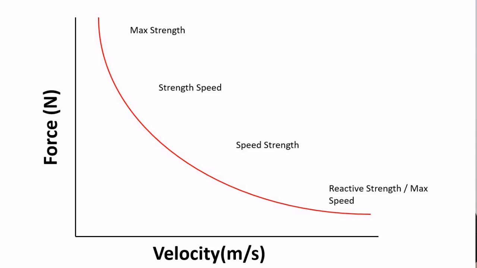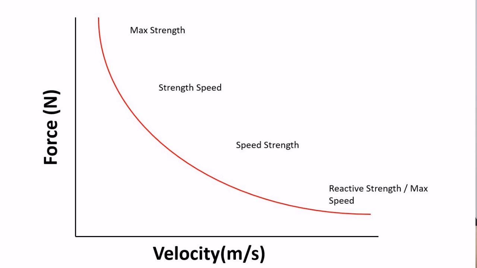This refers to our ability to move relatively heavy loads at high velocity. Then we have speed strength, which refers to moving at very high velocity while moving a moderate amount of load. Finally is reactive strength or maximum speed, which refers to the highest velocity we can move at.